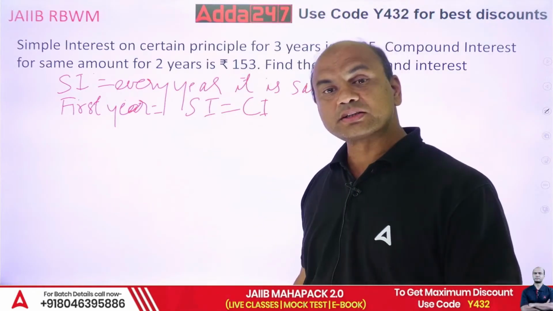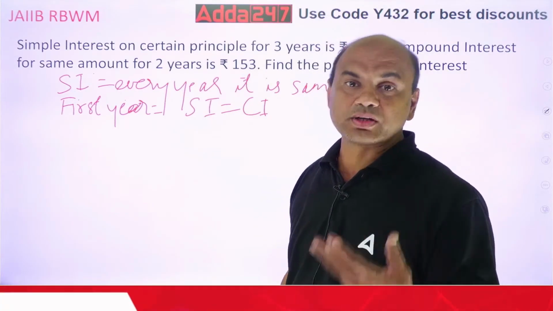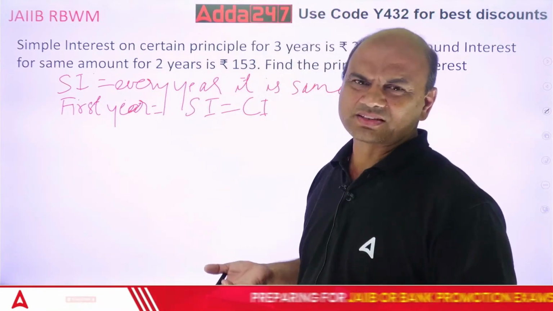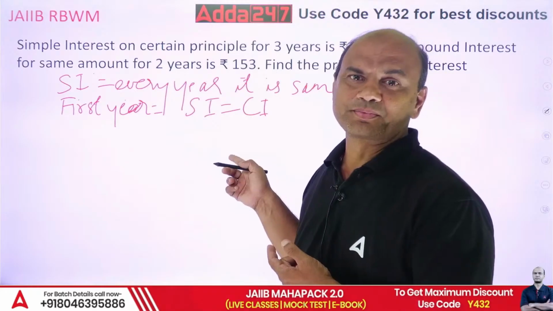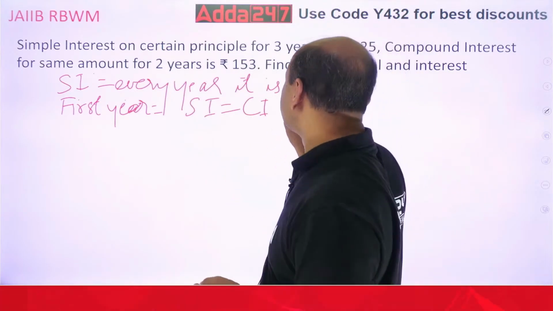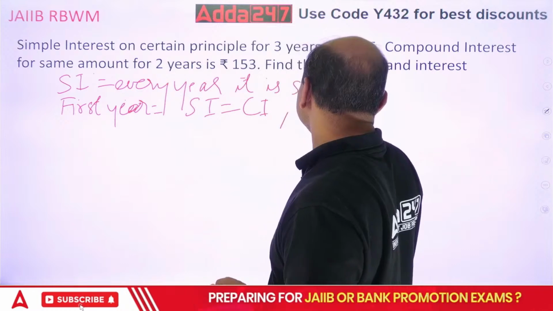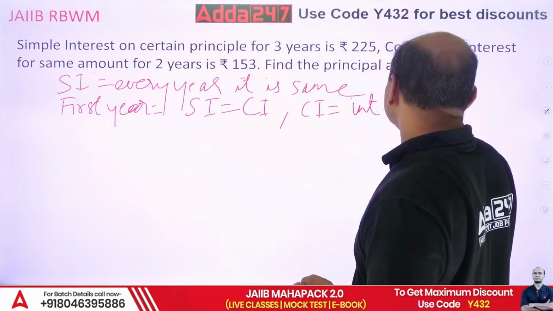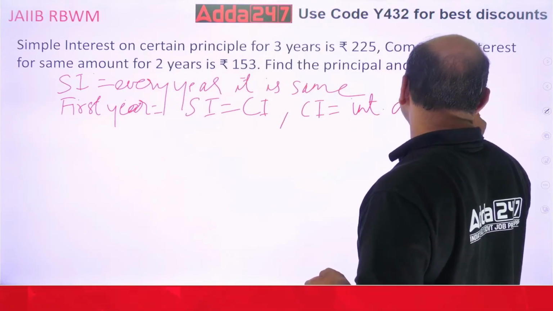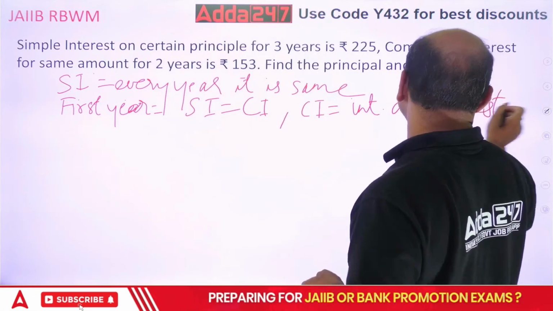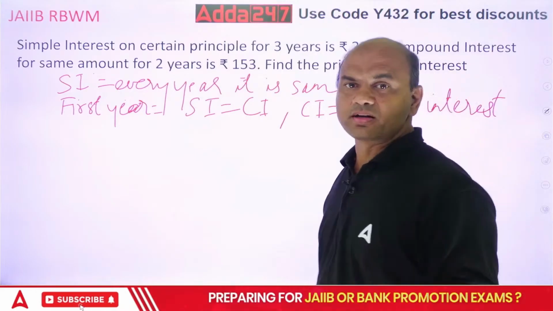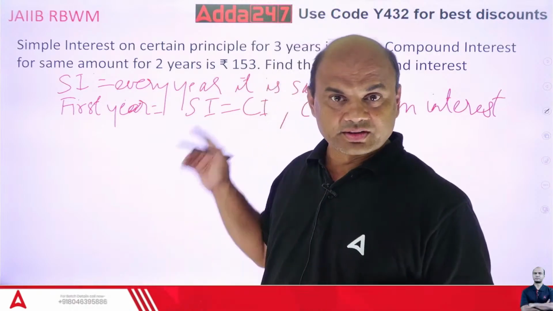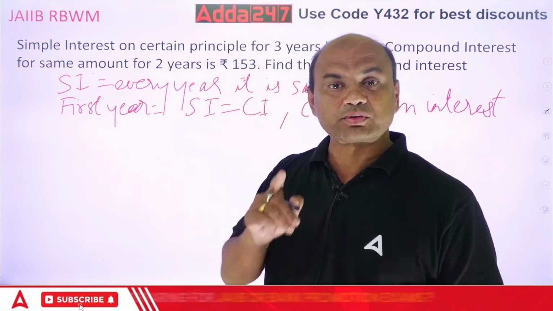And compound interest is what? Compound interest is interest on interest. Very important part. You all will say, sir, we know all this. Then solve the problem. Are you able to solve it? CI equals interest on interest. These things we have learned, but many a times we don't understand this. Compound interest means interest on interest. Means what? This problem will clarify all the doubts in that.